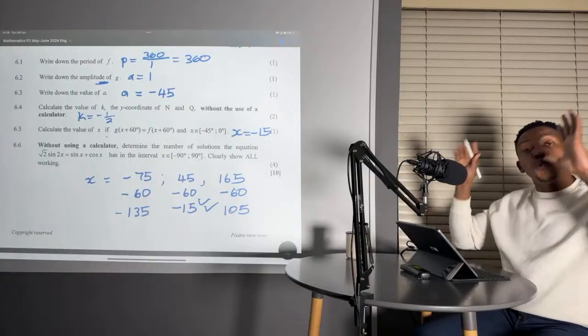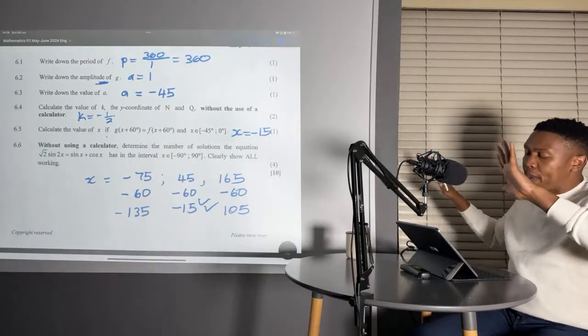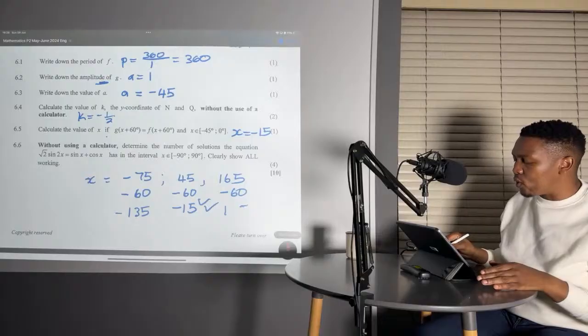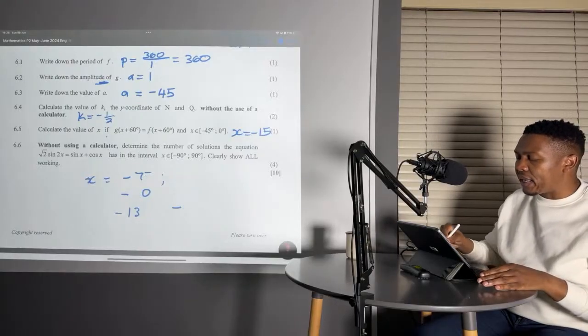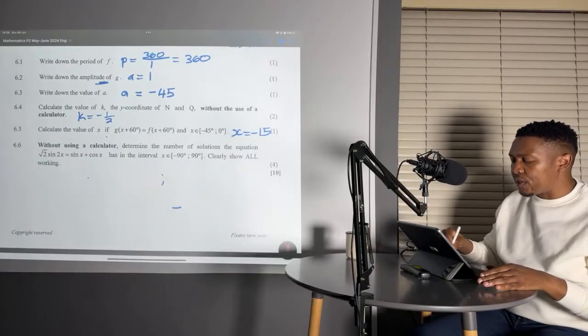So remember, you start where your graphs are equal, but then you shift that solution by whatever angle they have shifted it by.